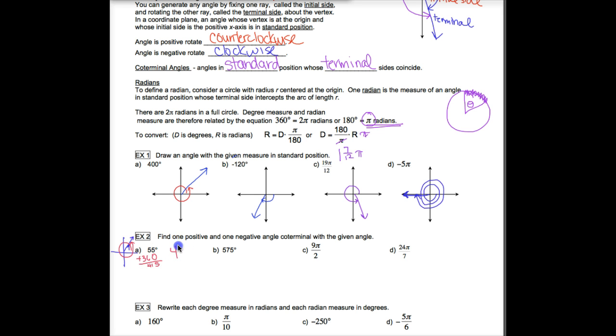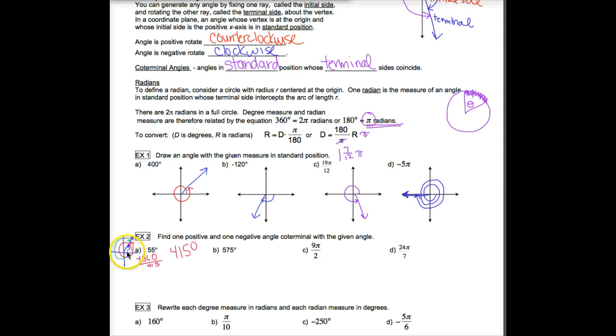Can't read that very well, so I'll write it bigger. So there's one positive example. Again, you might come up with something different than mine, but that's the one that I chose there for positive. For negative, I just need to go the other direction. So if I want a negative coterminal angle here, instead of getting to that place counterclockwise, I'm now going to go clockwise.